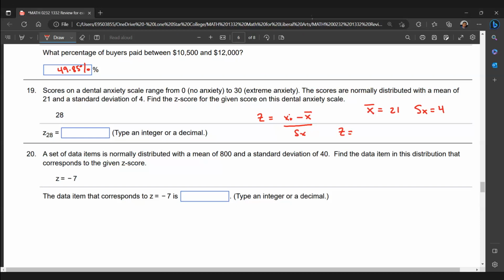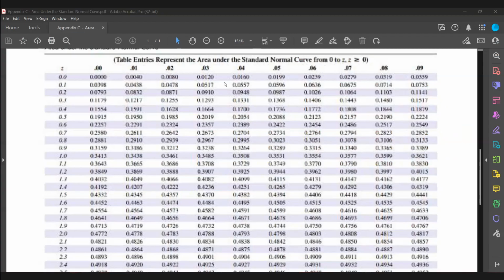So we're saying that 28 minus 21 divided by 4. Well, 28 minus 21 is 7, divided by 4. That's going to be equal to 1.75. This number, all right, we're going to look it up on a table. So let me go ahead and bring that up. Let me click pause for a second. I will look for the table. You should also have this table with you.